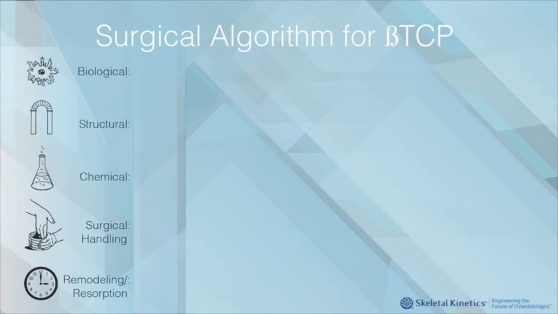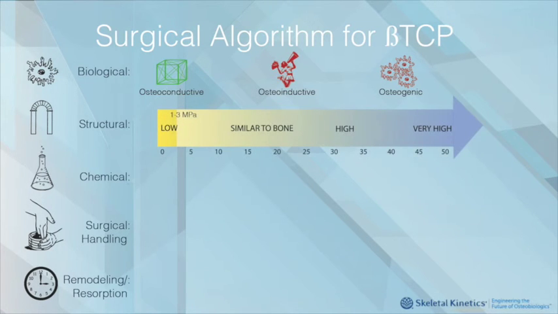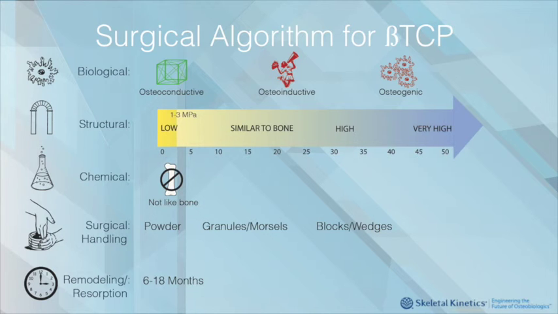Looking at the algorithm for beta TCP, we see biologically that it offers osteoconduction. Structurally, again a misconception, it has low mechanical strength at 1 to 3 megapascals. Chemically, it is not similar to bone. The handling properties are usually in granules and morsels, powders, or blocks and wedges. The remodeling or resorption time, and in this case it only resorbs, is 6 to 18 months.